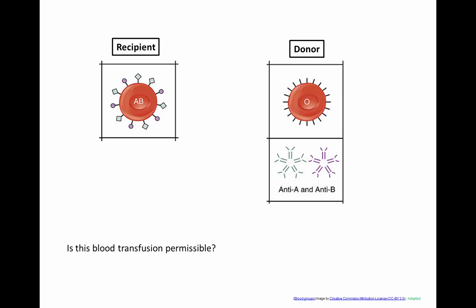Last example. Type AB blood is the recipient and type O is the donor. Does type AB have any antibodies against type O's antigens? No. And type O does not have any antigens, so this transfusion is permissible. Yes, the recipient does not have antibodies, nor does the donor have antigens. It does not matter that type O has both anti-A and anti-B antibodies because remember, it is the recipient's antibodies that are doing the agglutinating or the attacking.